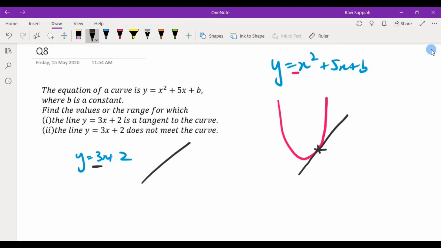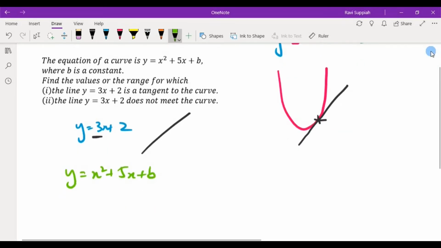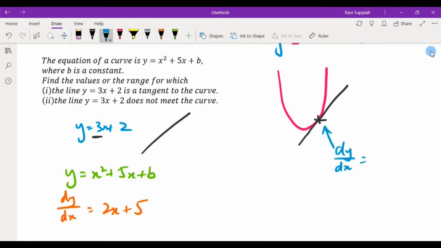Okay, so in that case, since the gradient of the straight line is a fixed value, which is 3, the gradient of the curve at that point must also be 3, correct? And to find the gradient, we can differentiate this expression. So y equals x squared plus 5x plus b. If I differentiate it, I get dy/dx equals 2x plus 5. And we know that at this particular point, the dy/dx or the gradient is equal to 3, correct? Because it matches the gradient of the line.